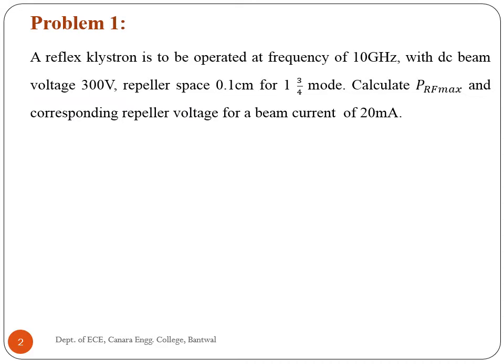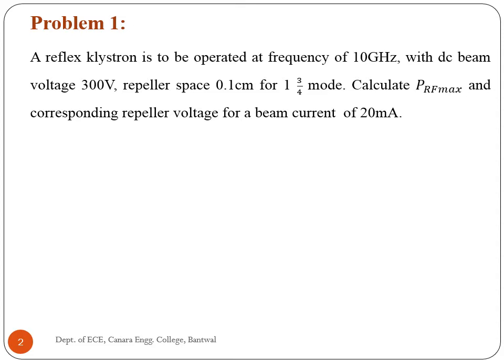First problem. A reflex klystron is to be operated at frequency of 10 GHz with DC beam voltage 300 volts, repeller space 0.1 cm for 1 3/4 mode.